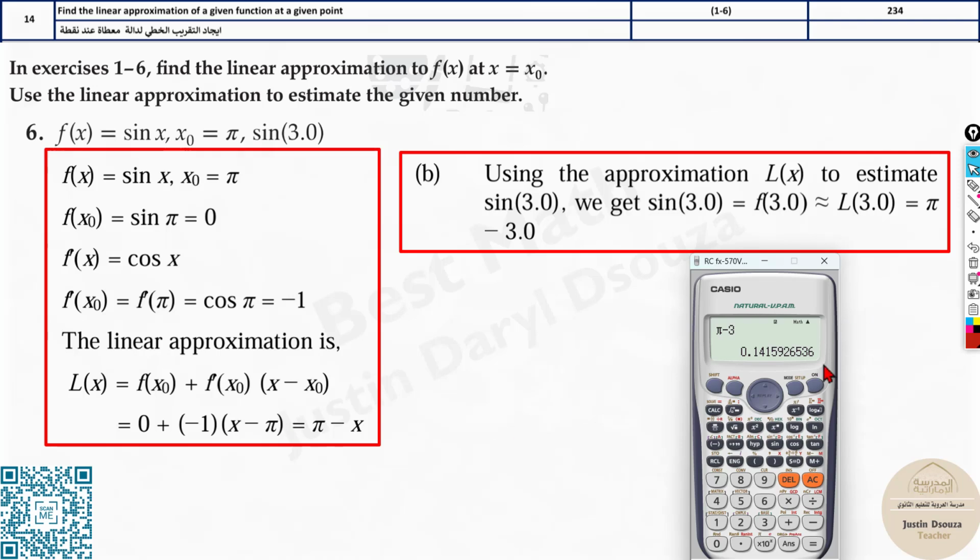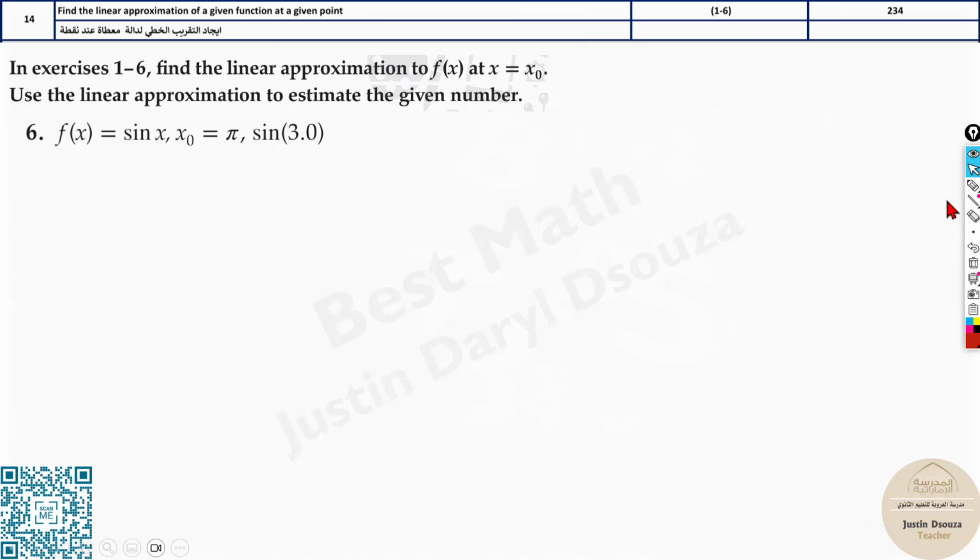But what do you do for the first part? Now let's solve it using the formula. So your linear approximation is given as f of x naught plus f prime of x naught multiplied by x minus x naught. So we need to find, now x naught is basically pi. That is how many degrees? You can consider in degrees as well. It's 180 degrees.